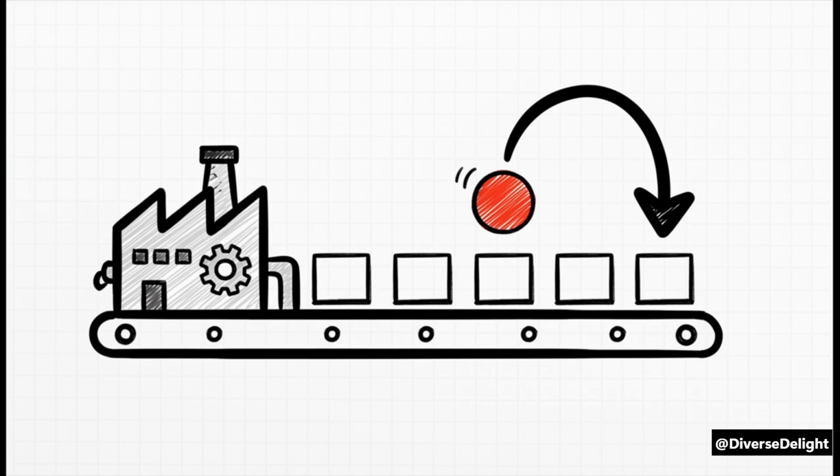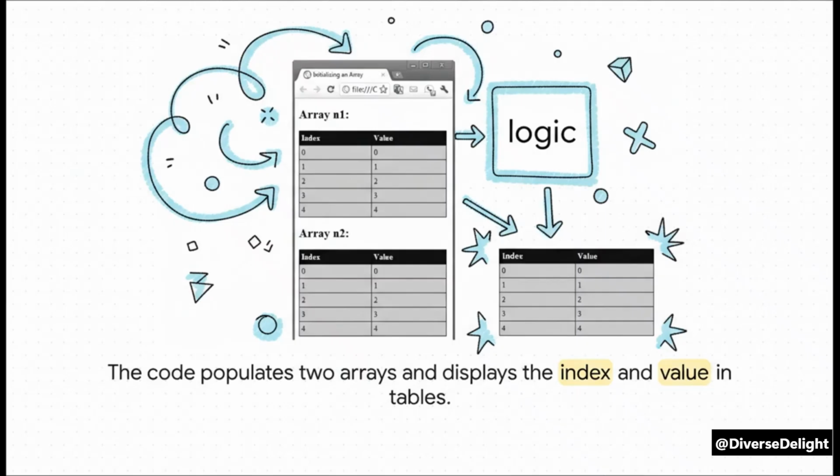So, one of the classic ways to build an array is with the new Array command. You can even tell it right away how many slots you're going to need. Then, you can use a simple loop, which is just code that repeats itself, to go through each spot one by one and drop a value inside. And boom, here's what that code actually produces.